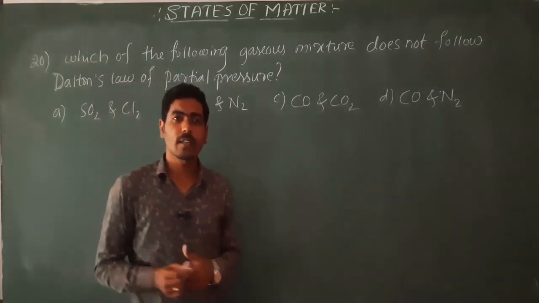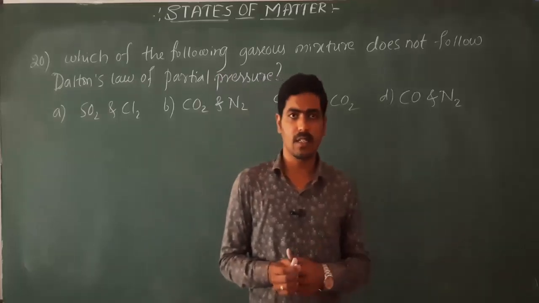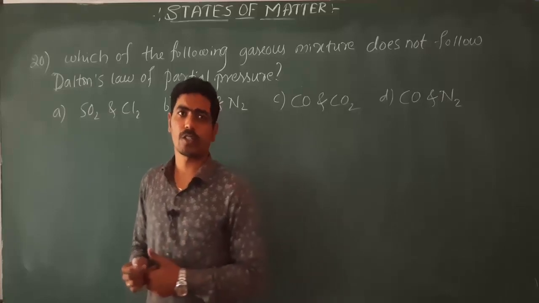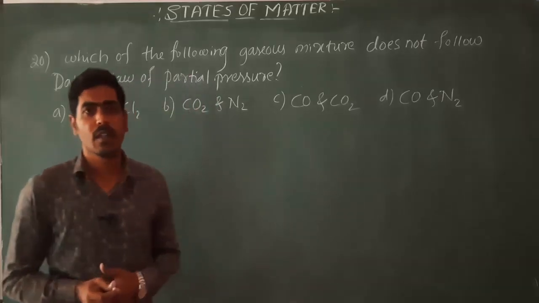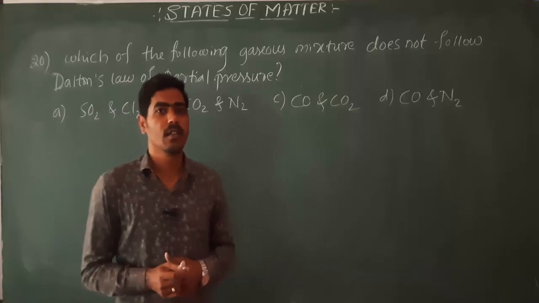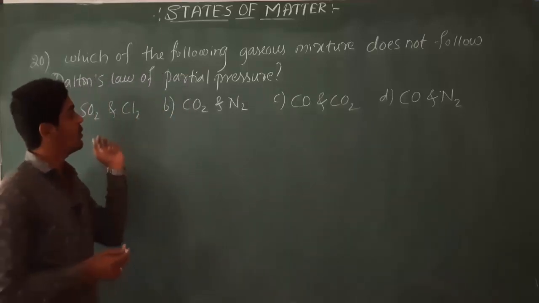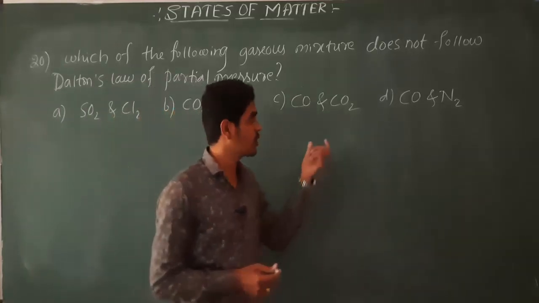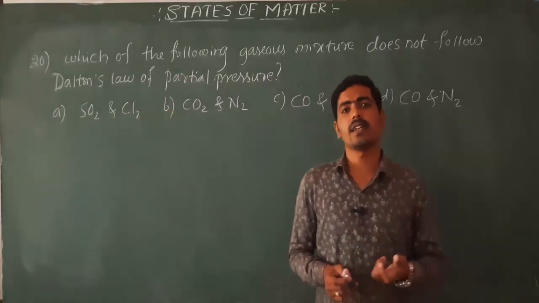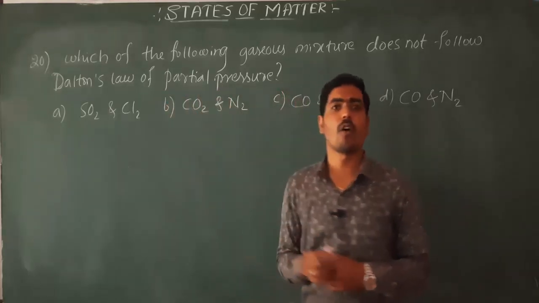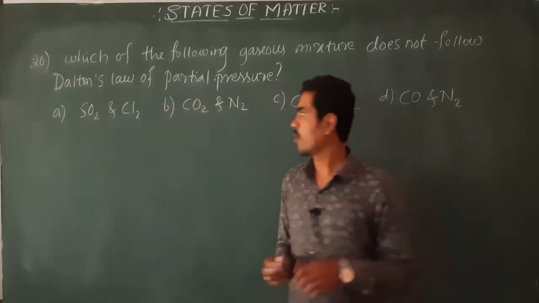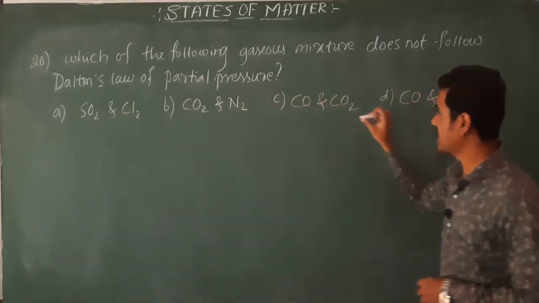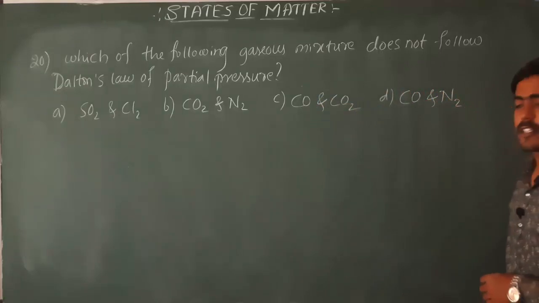The non-reacting mixture of gases, when we consider the total pressure is equal to the sum of individual partial pressures of the gases. Okay, the mixture should be non-reacting, and here you need to find which one is reacting and which one is non-reacting. If the mixture is reacting, then it does not obey Dalton's law of partial pressure. So first one SO2Cl2, option B CO2 N2, option C CuSO2, and option D CO N2.